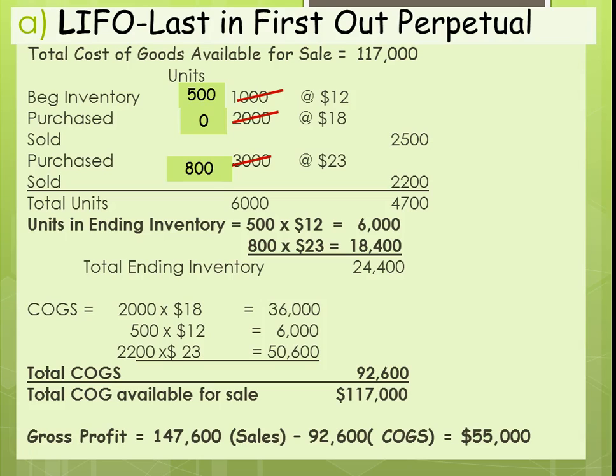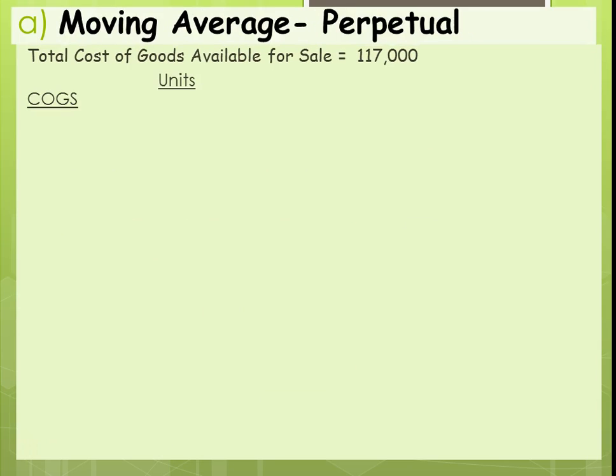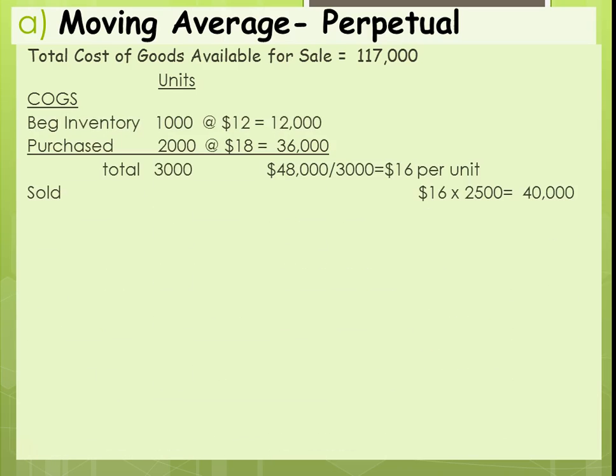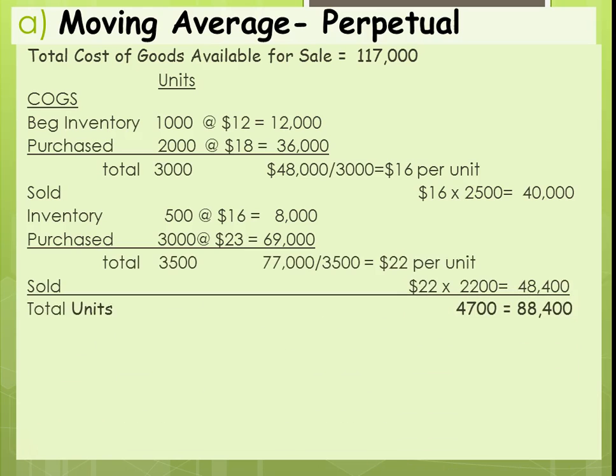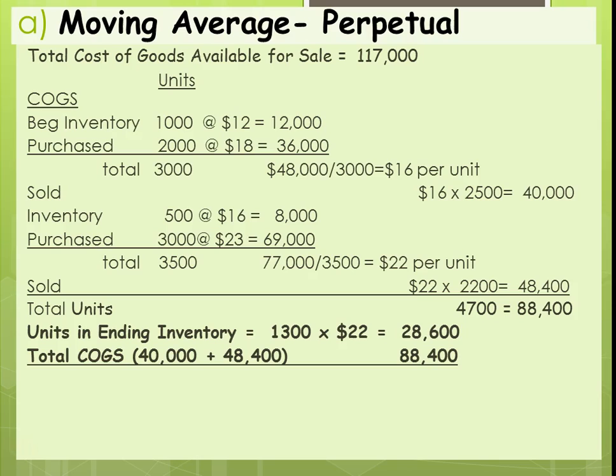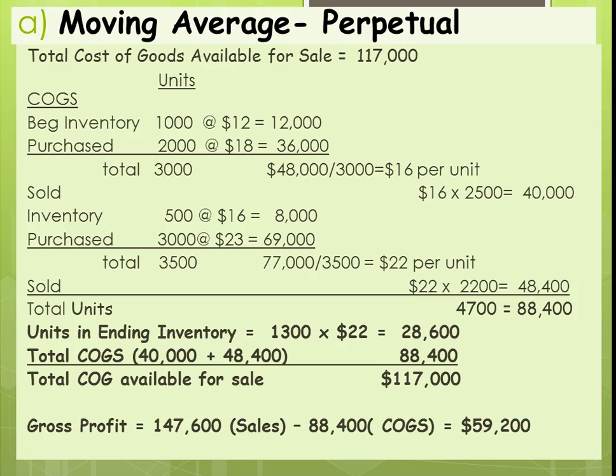But we still have one more, and that's weighted average, which can be a lot more complicated. Now, when we are using moving average, every time we make a sale, we have to come up with the average cost per unit, and we take that times the units sold. Then we're going to take that $16 and we're going to take it times the remaining units in inventory, and that's going to be the value that we use. And then we're going to add our purchases to come up with a new average of 22. That is going to be the number that we use to figure out our ending inventory. Our cost of goods sold is going to be the 88.4, and again it equals the 117, and that gives us our gross profit. So now we've covered all three, periodic and perpetual.